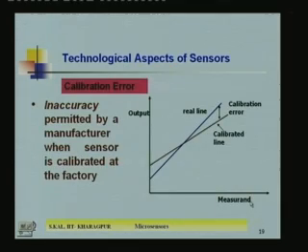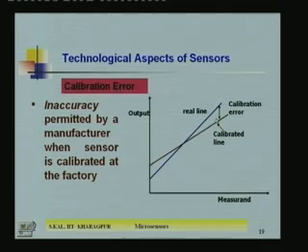Now, the other parameter is calibration error. Calibration error is basically the inaccuracy permitted by a manufacturer when the sensor is calibrated at the factory. You look at this curve, where the real line is given by the supplier from the factory. Now, if you calibrate it with some known signal in your laboratory, you get this line. Obviously, it deviates from the real line. From the real line to your measurement in the laboratory, that is the calibration error.